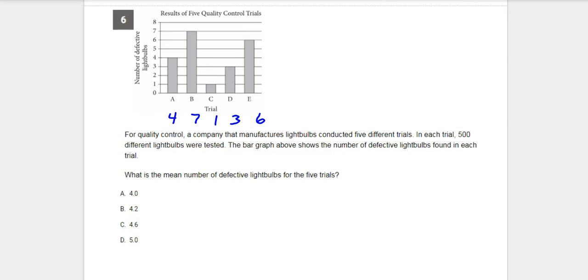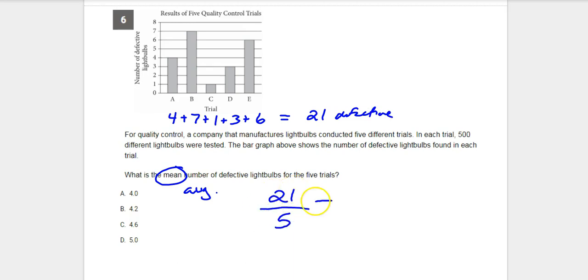So it says, what is the mean number of defective bulbs? That's just the average number of defective bulbs. So for the average, I'm going to add them all up and then divide by how many trials there were. So if we add up the light bulbs here, it looks like we ended up with 21 defective light bulbs. So we had 21 light bulbs that were defective, divided by the 5 trials.